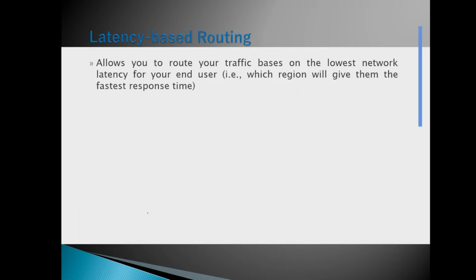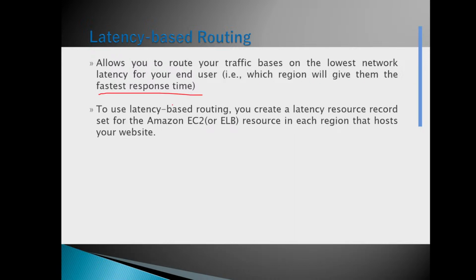Now next is latency based routing. What is meant by latency based routing? How you can enable latency based routing? Latency based routing allows you to route your traffic based on the lowest network latency for your end user. Basically latency means how much time it is taking for your website to respond, which region will give the best, fastest response. To use latency based routing, you create a latency record for the set of EC2 machine resources in each region that is hosting the website.